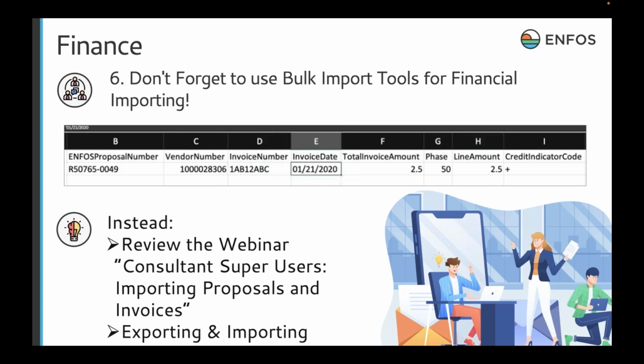So first off, we're going to really focus here on proposals and invoices. I have an entire webinar on the new tab page in ENFOS, and it's called Consultant Super Users, Importing Proposals and Invoices, right? The whole webinar talks about how to do this, what our best practices are to get started, how to test it, and how to know what your data needs to be to import the data in bulk. This means you can import invoices for multiple AOCs at the same time.